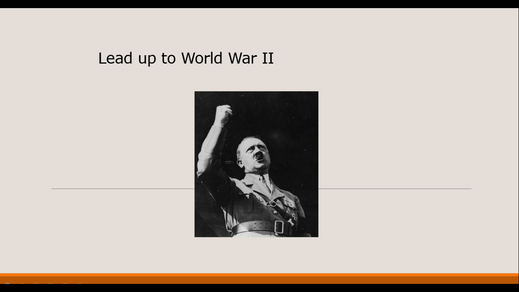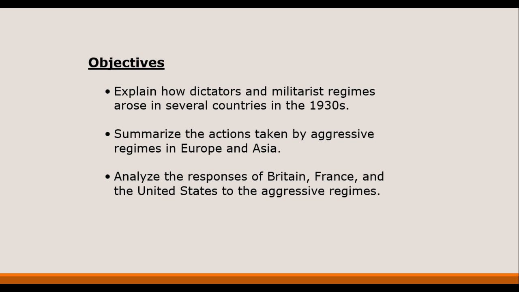So let's get started. Here's our favorite bad guy right there. That would be Adolf Hitler, leader of the Axis powers, and we're going to find out how this man gets there through the course of the next couple weeks. This is going to be fun.